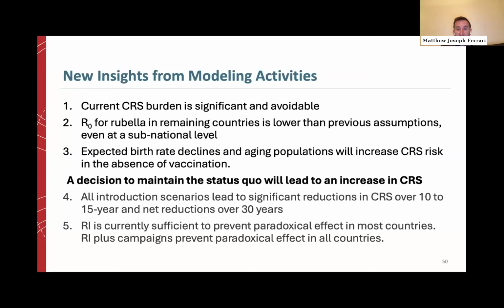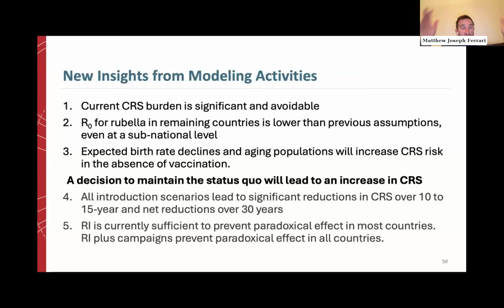All introduction scenarios lead to a significant reduction in CRS over a 10 to 15-year time period, and a net reduction over 30 years. And finally, routine immunization is currently sufficient to prevent the paradoxical effect in all of the remaining countries that have yet to introduce rubella-containing vaccine, and continued campaigns consistent with existing and planned measles control activities can prevent that paradoxical effect in all countries at their current RI levels.